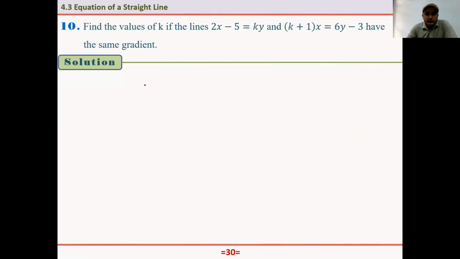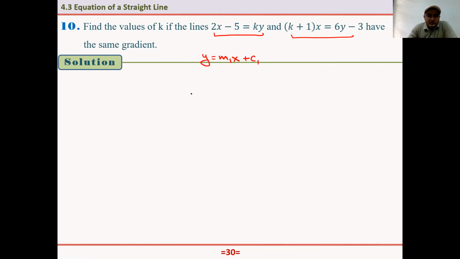Another question that appears in this concept in most books. Find the values of k if the lines, we are given 2 lines, that's the equation of the first line, that's the equation of the second line, have the same gradients. Okay. To answer this question, first we need to write both equations in gradient form. By gradient form, we mean that we have to convert this into this form, mx plus c, right?